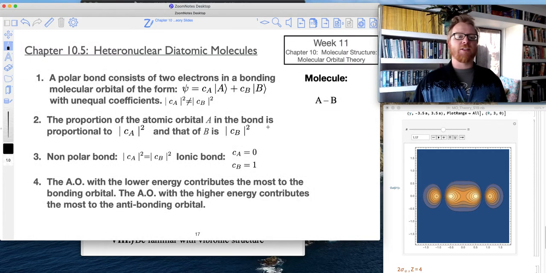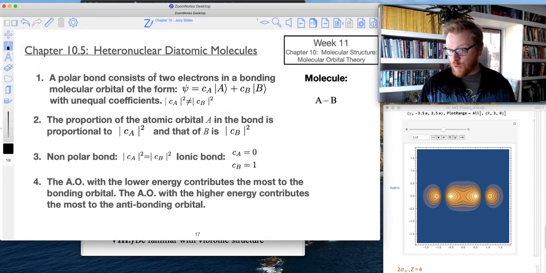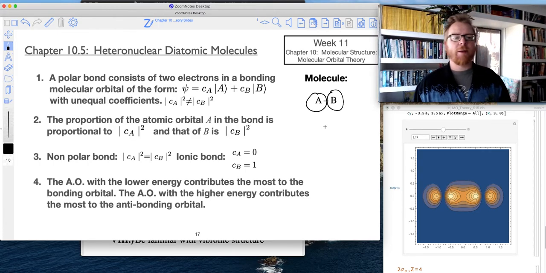So let's get into heteronuclear diatoms. Okay, and so this is going to give us the quantum mechanical description of a polar bond. So a polar bond consists of 2 electrons in bonding molecular orbitals of the form psi equals some contribution of atom A plus some contribution of atom B, right? So here our simple molecule is the molecule AB. We're just doing this generic, okay?